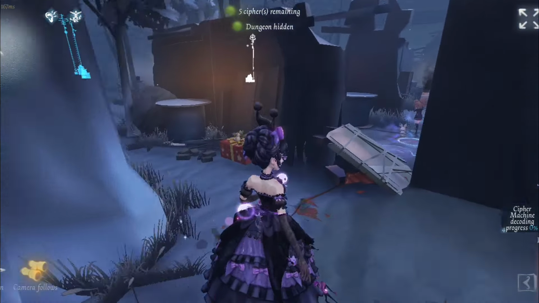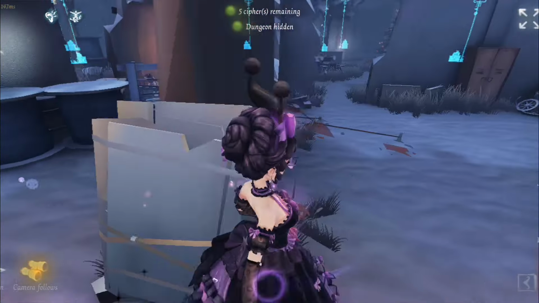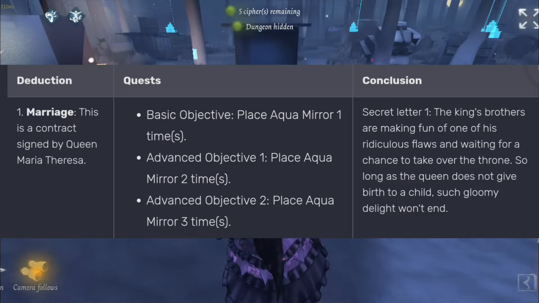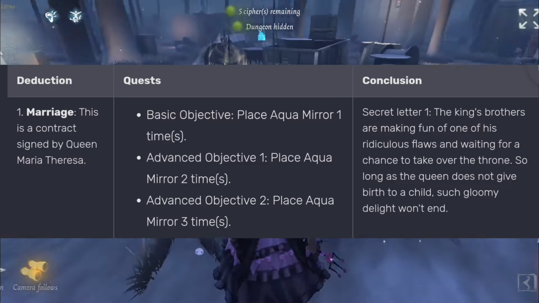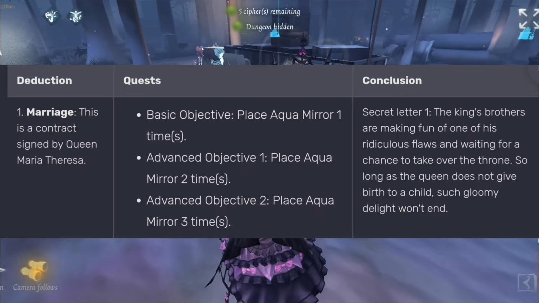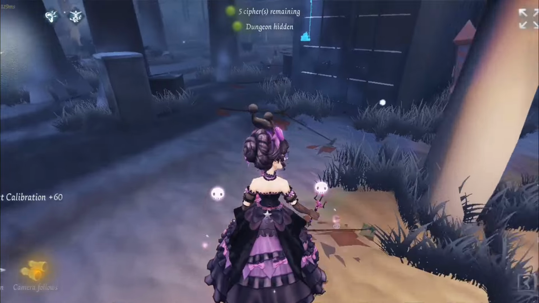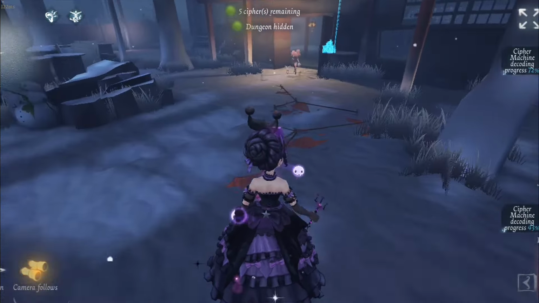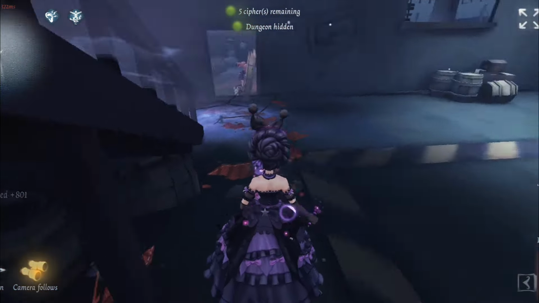Let's delve into it case by case, starting from the Bloody Queen's deduction quest. Mary's first deduction quest mentions a contract signed by Maria Theresa, who was the mother of Maria Antonia, better known as Marie Antoinette. This reminds us that Marie Antoinette's marriage to King Louis XVI was mostly for political reasons rather than love. However, in the case of Mary de Capet, it seems that both Mary and Manus truly cared for each other. Still, since both were nobles, people may have gossiped that their marriage was also just a strategic alliance.